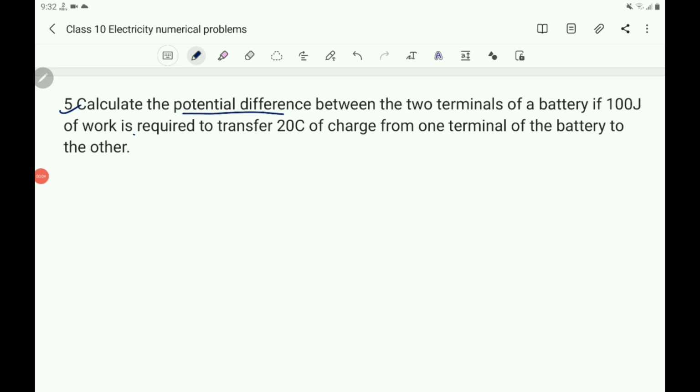Calculate the potential difference between the two terminals of a battery if 100 joule of work is required to transfer 20 coulomb of charge from one terminal of the battery to the other. So here work done is given, that is W equals 100 joules, and charge Q equals 20 C. Then what you have to find out? We have to find out V, the potential difference.